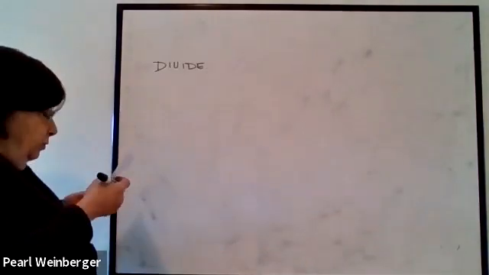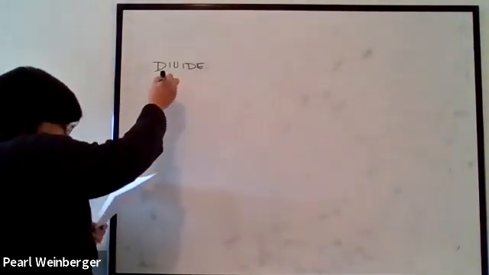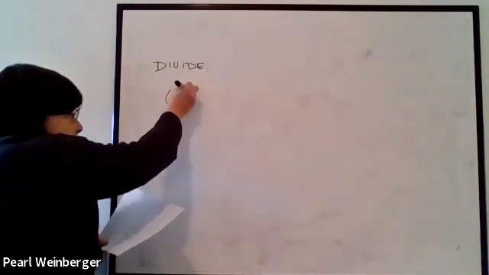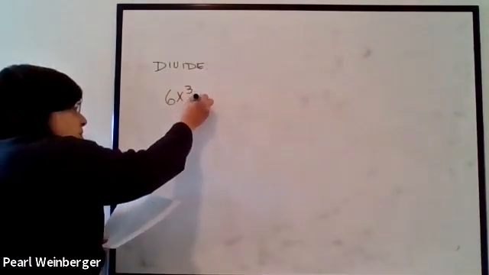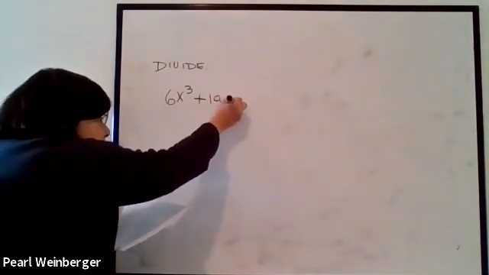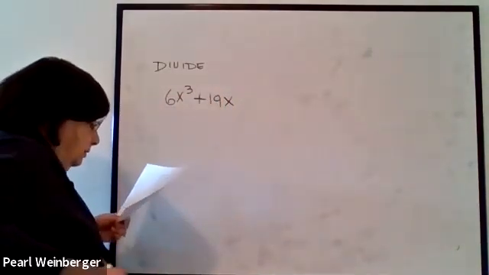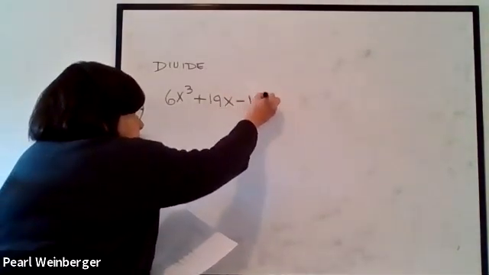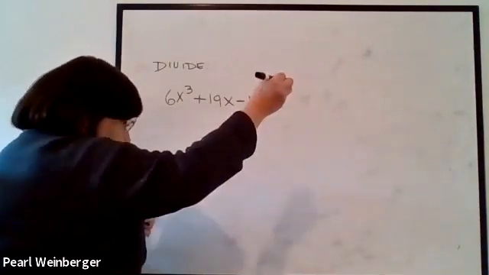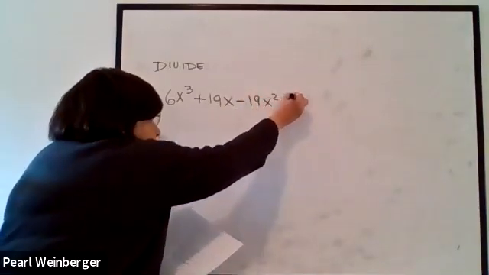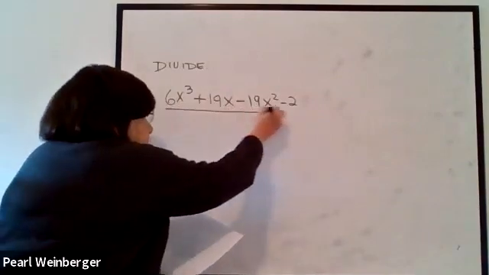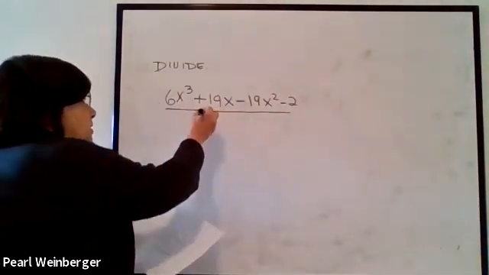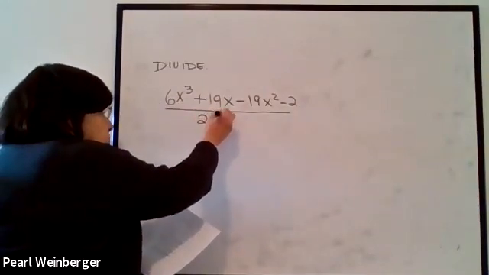Let's say I gave you this example. 6x to the third, plus 19x, minus 19x squared, minus 2. We want to divide that. It happens to be a polynomial with 4 terms by the binomial 2x minus 3.